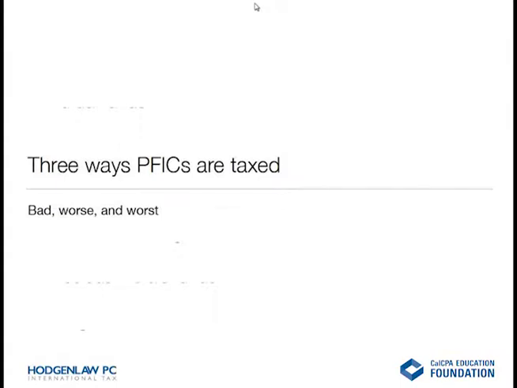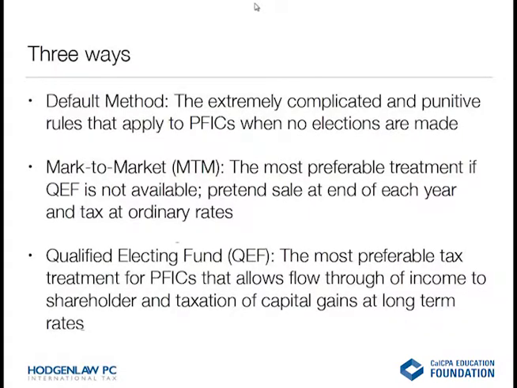Now let's take a look at the ways that PFICs are taxed. As Phil mentioned, PFICs have a notoriously punitive tax treatment. So that's why this has the subheading bad, worse, and worst. We're actually going in the opposite direction in terms of order, though. We're starting with worst and working our way down to bad. So the default method, this is what happens when you don't make any elections. This is typically going to be the worst tax treatment that you can have for a PFIC.